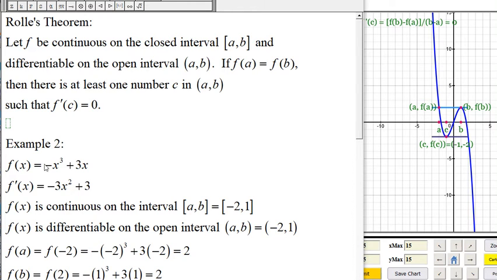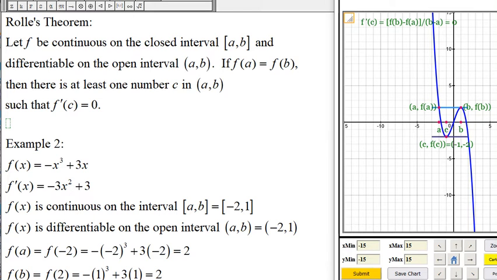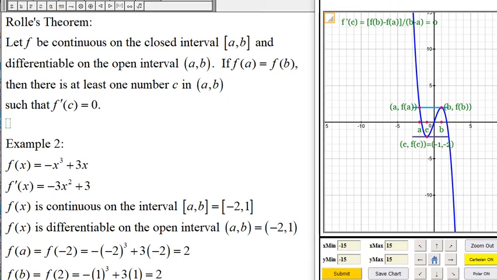And so we look at the example f(x) equals negative x to the third plus 3x, and this is what the graph looks like. And the derivative of negative x to the third is negative 3x squared, and the derivative of 3x is just 3.